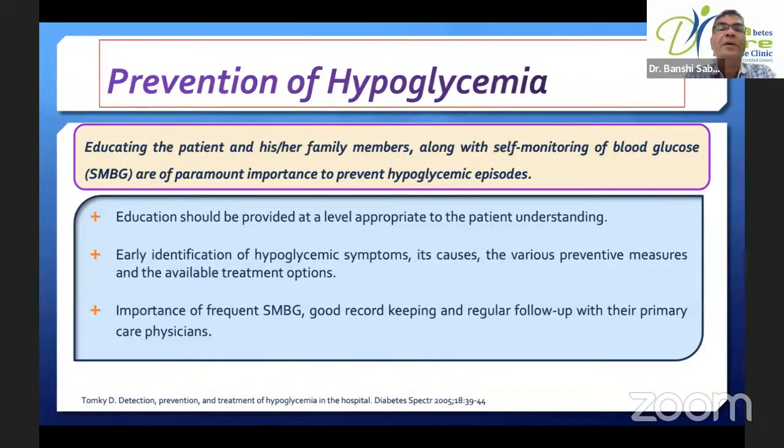So how should we prevent hypoglycemia? First and foremost is education. Because when a patient is given a sulfonylurea, or glinides, or insulin, the patient's therapy should be such that it should be stopped.